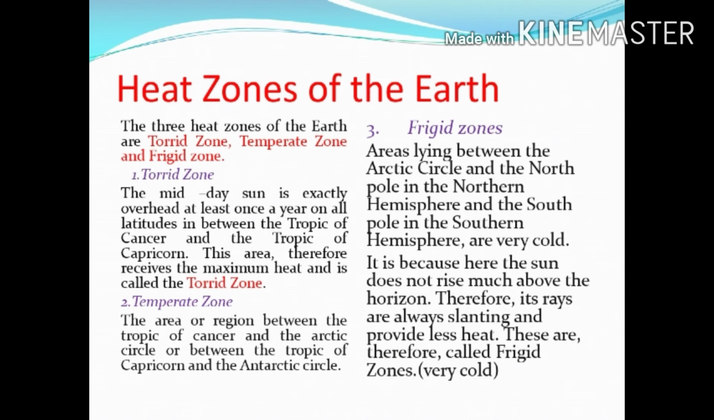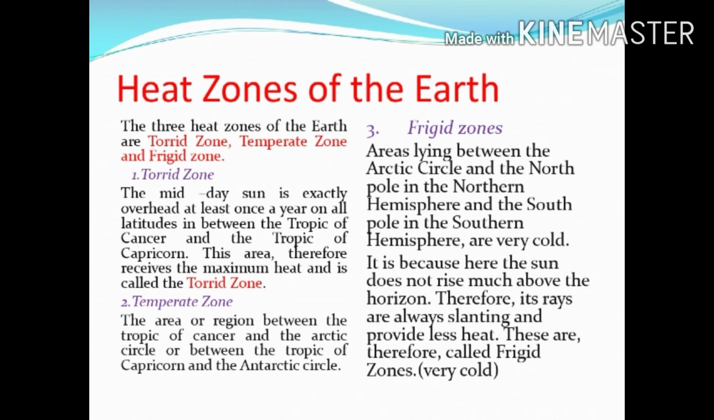Torrid zone. The midday sun is exactly overhead at least once a year on all latitudes in between the Tropic of Cancer and the Tropic of Capricorn. This area therefore receives the maximum heat and is called the torrid zone. Next one is called temperate zone. The area or region between the Tropic of Cancer and the Arctic Circle or between the Tropic of Capricorn and the Antarctic Circle is called temperate zone.